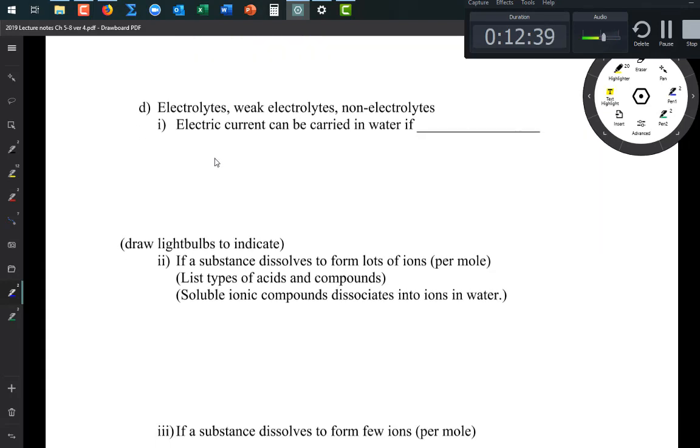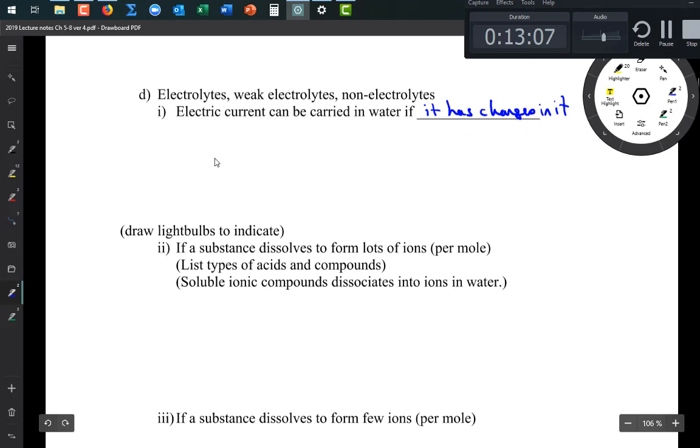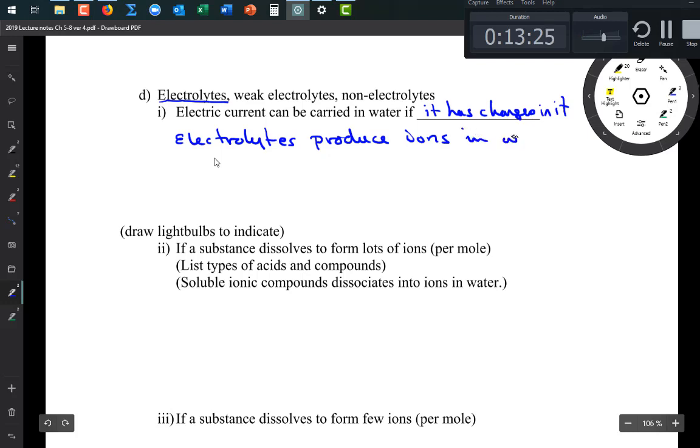So electrolytes, right? Electric current can be carried in water if it has charges in it. Yeah, so we call these things electrolytes. So electrolytes produce ions, charges, in water. So that's why they tell you, oh, you need your Gatorade.